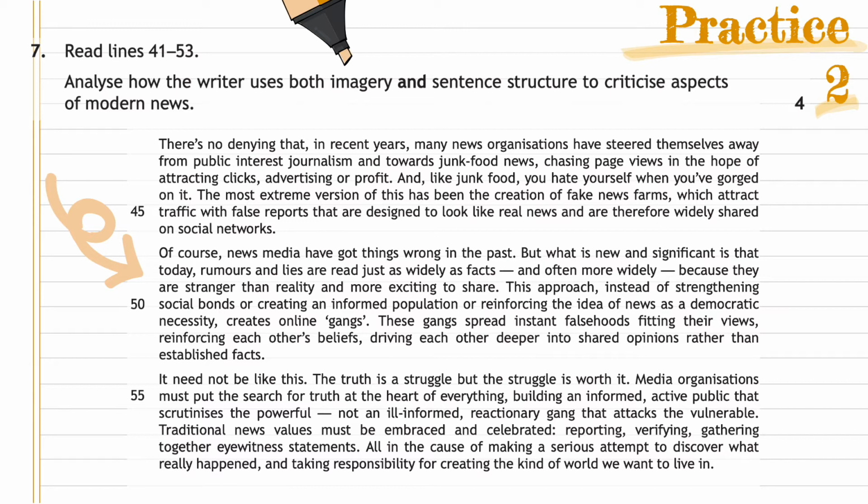Practice 2 says, read lines 41 to 53. Analyse how the writer uses both imagery and sentence structure to criticise aspects of modern news. Feel free to stop the video now and highlight the relevant part of the question and the lines that you need to look for. On the next slide, we're going to have isolated the lines we need to look for, which is 41 to 53. We're going to split up firstly. Then we're going to analyse the imagery present.